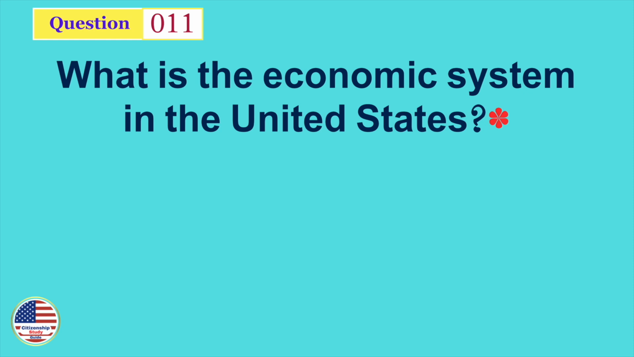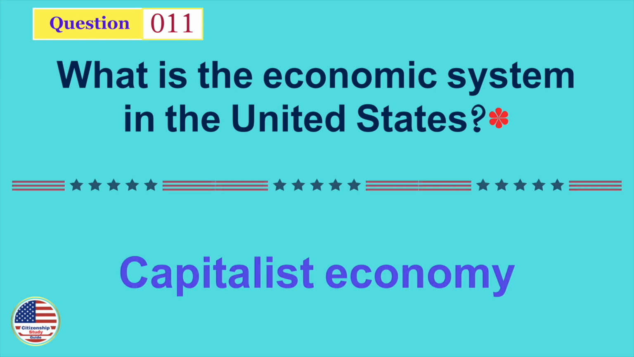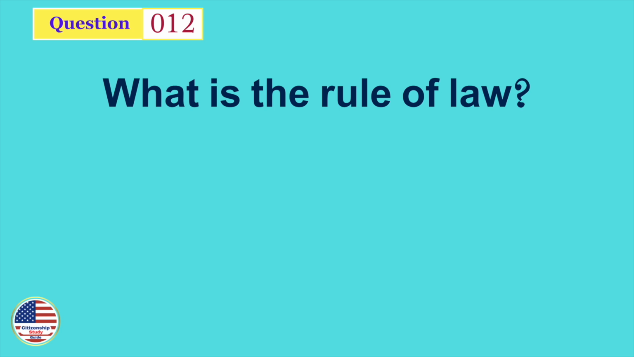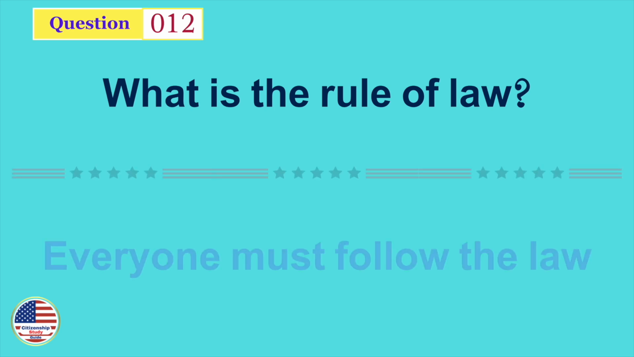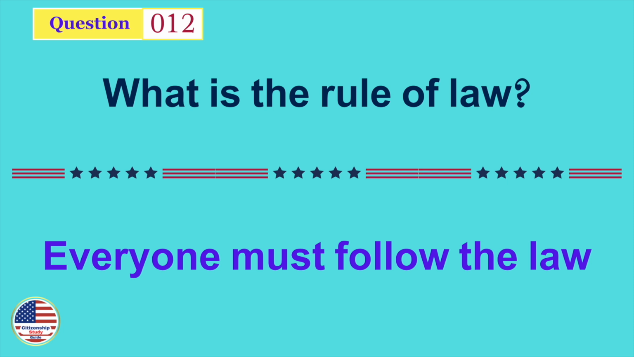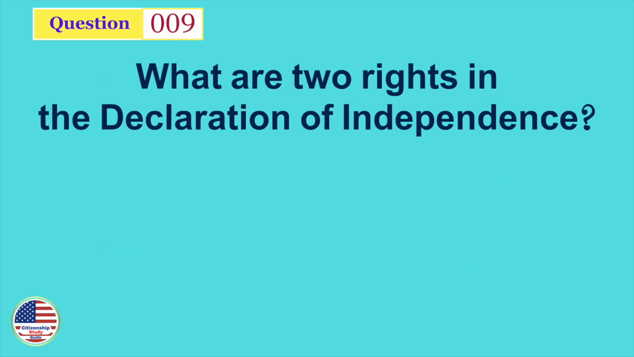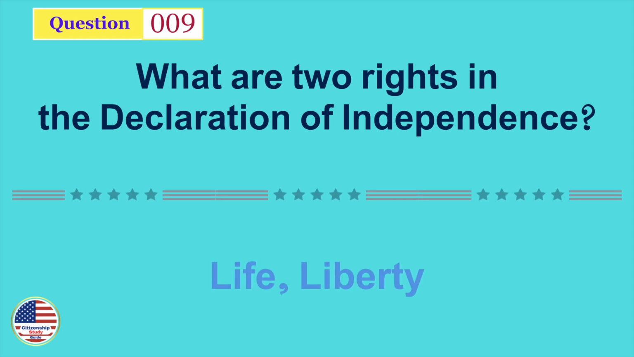What is the economic system in the United States? Market economy. What is the rule of law? Everyone must follow the law. What are two rights in the Declaration of Independence? Life, liberty.